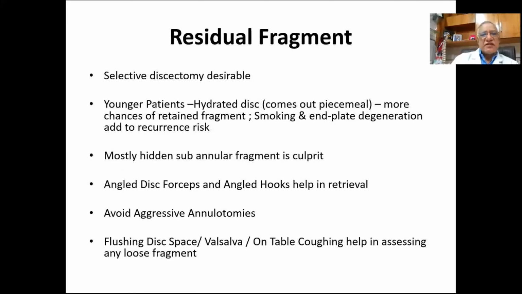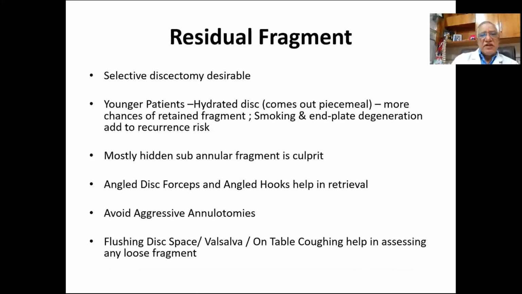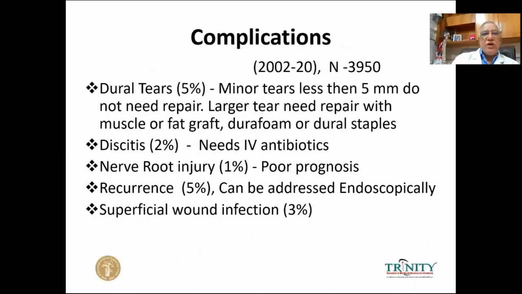For residual fragment, selective discectomy is desirable. Usually in younger patients the disc is more hydrated, so there are more chances of a retained fragment. Smoking and end plate degeneration also add to this risk. Mostly a hidden subannular fragment is the culprit. Angled disc forceps and an angled hook help in retrieval of these fragments. Avoid aggressive annulotomies. Flushing the disc space, Valsalva on table, and coughing help in assessing any loose fragment, especially when the patient is under local or regional anesthesia.